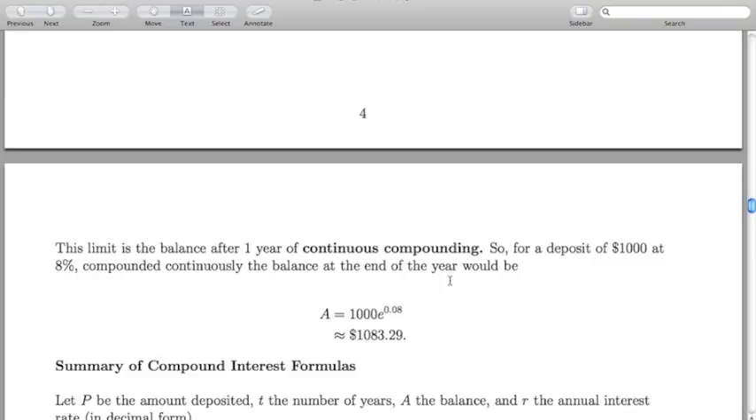So what this limit is telling us is that the limit is the balance after 1 year of continuous compounding. So for a deposit of $1,000 at 8% compounded continuously, the balance at the end of the year would be $1,083.29. So with this notion of compounding interest, we're saying that even if you were to take the interest each and every day on an account, the most is bounded, or there's an actual limit to it. You know, it's not going to just keep going to infinity. There's a certain amount that you could do in a given year.